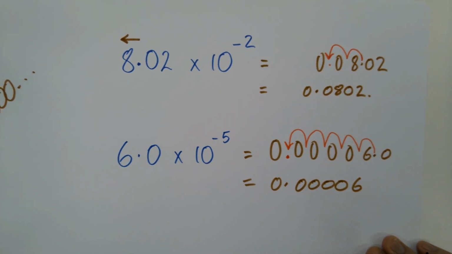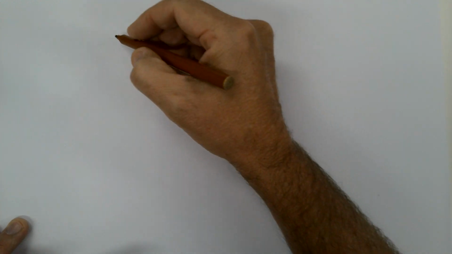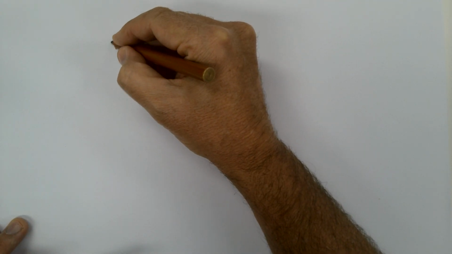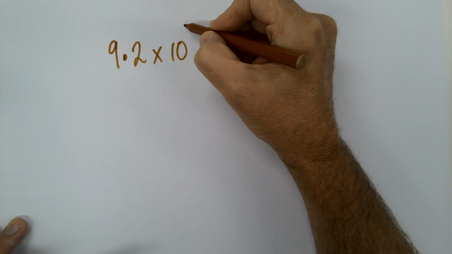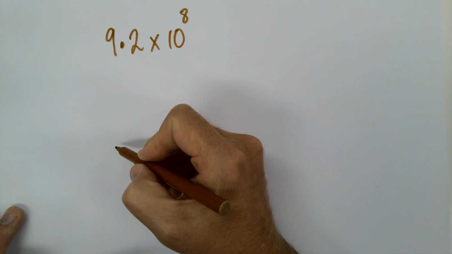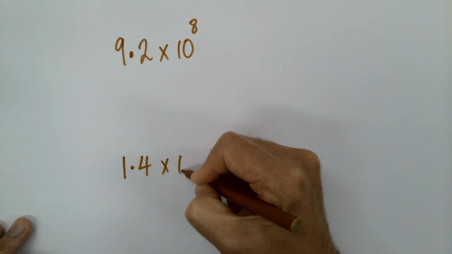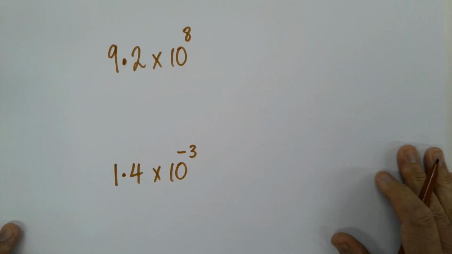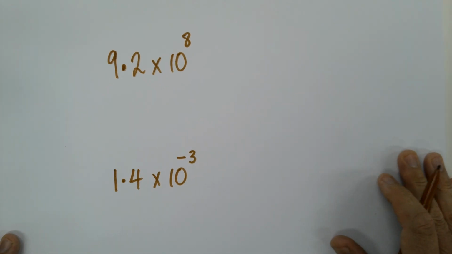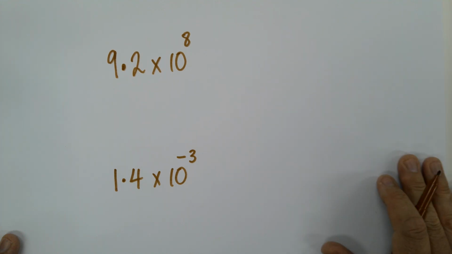Okay, so let's have a couple of practice ones here. If I've got 9.2 by 10 to the 8 and 1.4 by 10 to the minus 3. Hit the pause button and go and do these two now, and we'll see if we end up with the same result.